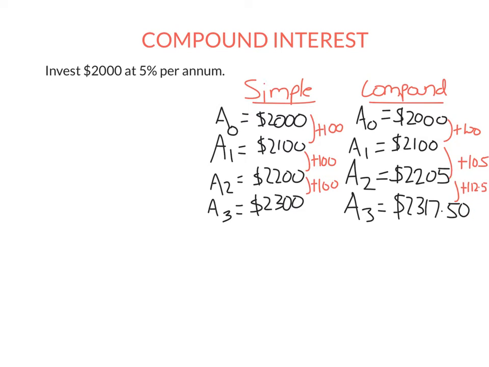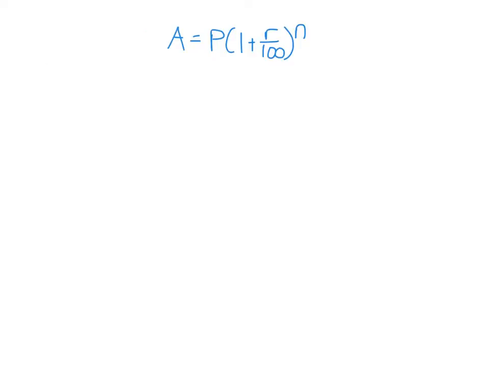Now, because compound interest is an example of exponential growth, we can just use the formula that we went through last time. So on your screen in blue is the formula for exponential growth we looked at in a previous lesson. So we can use this formula, they'll just have slightly different meanings.